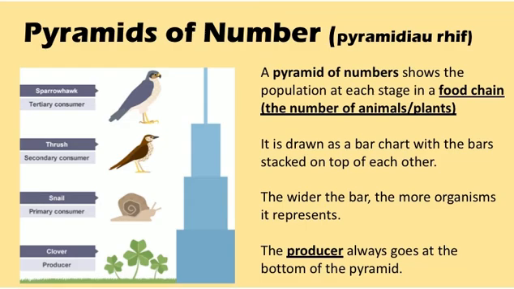So here we can see that the bottom of the pyramid is the producer. In this picture it's clover, which is eaten by our snail. So there's a lot of clover at the bottom. So a lot of clover needs to be eaten to get enough energy for the snails.